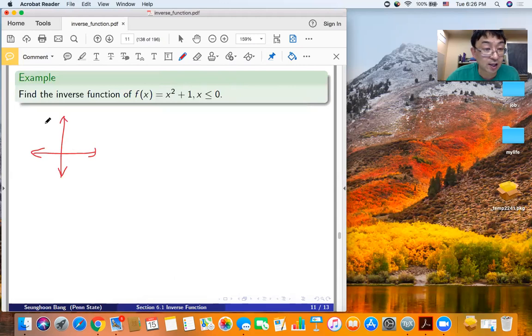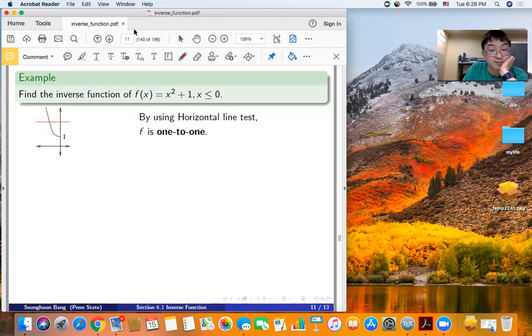y equals x squared plus 1 is a parabola passing through 1, so like this. For x less than or equal to 0, you have to erase the right-hand side, keeping only the left-hand side. Now draw a horizontal line. We have only one intersection point, so f is one-to-one, and the inverse function exists. I want to use two methods.